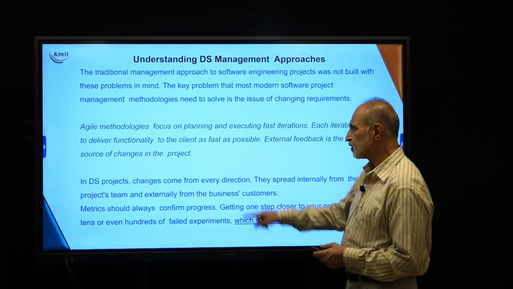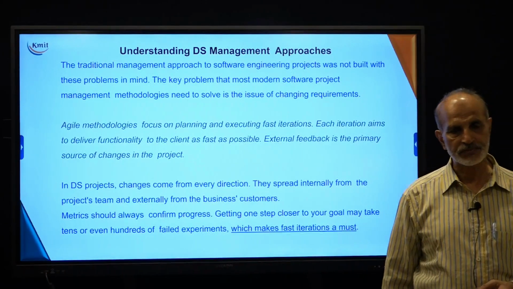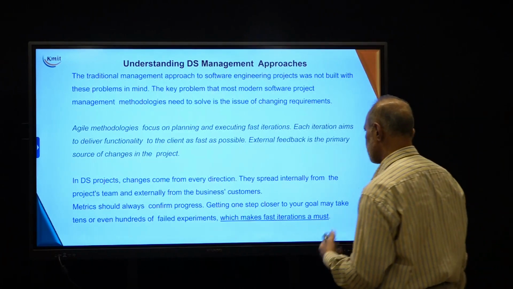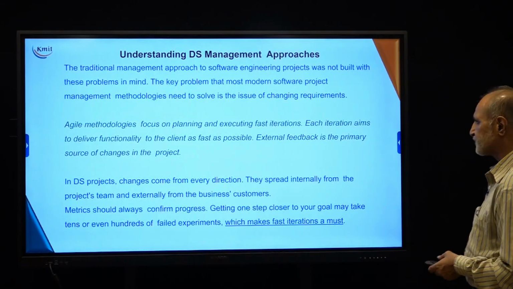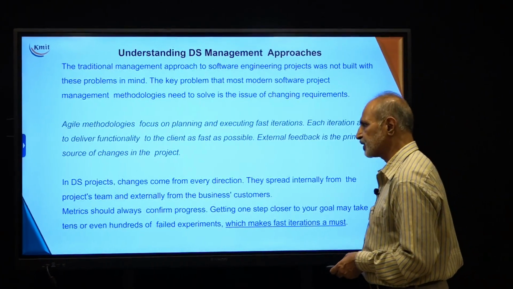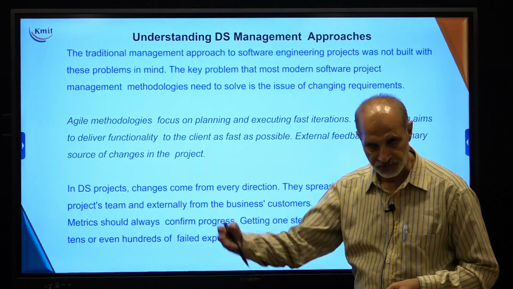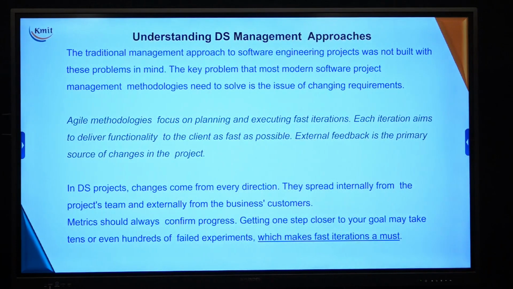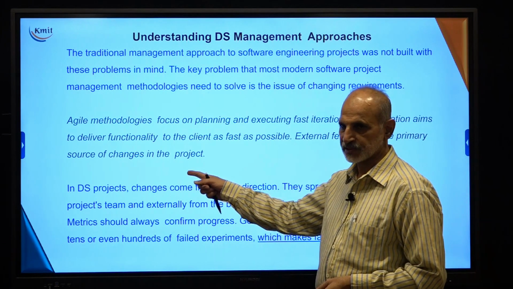Agile methodology focuses on planning and execution with fast iteration. We know the software engineering principle of agile methodology, which goes for faster, quicker execution iterations. Each iteration aims to deliver functionality to the client as fast as possible. So this is the underlying principle. Try to develop the software faster than with traditional documentation. All those things we need not worry about in the agile methodology. External feedback is the primary source of change in the project.